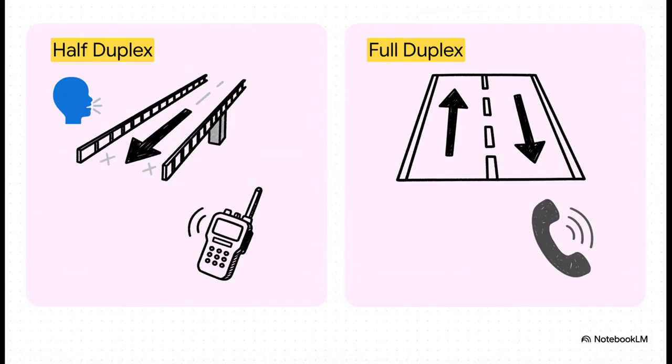And what about the flow of traffic on these paths? Well, half duplex is like a walkie-talkie. Over. You can talk or you can listen. You can't do both at the same time. It's a one-lane bridge where cars have to take turns. Then there's full duplex, which is what we're all used to today. It's a two-lane highway. Traffic flows in both directions at the same time. You can download and upload simultaneously.